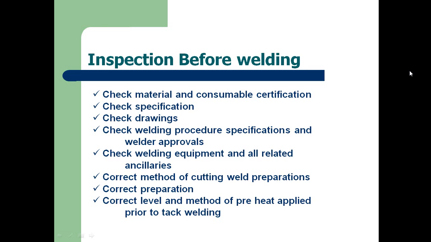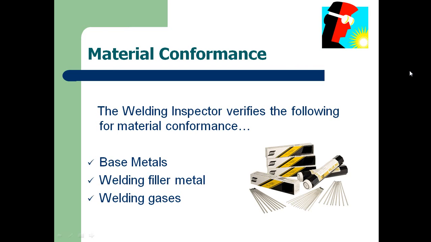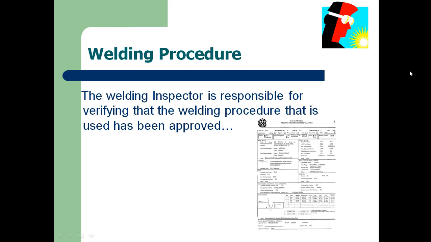What are the inspection tasks for visual before welding? The inspector also checks the material itself: the base metal, the welding filler, the welding gases. And one of the major tasks of the welding inspector is to check the procedure and to be responsible for and prepare the WPS and the PQR for the welding.